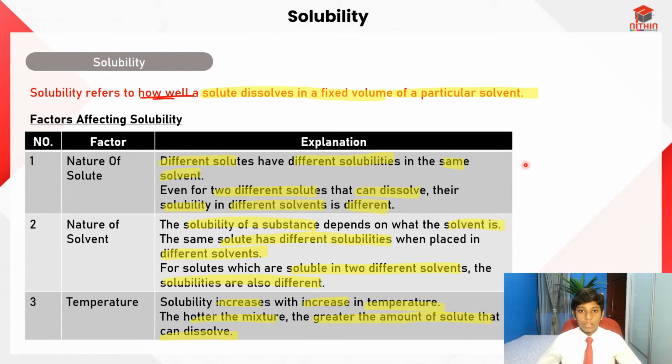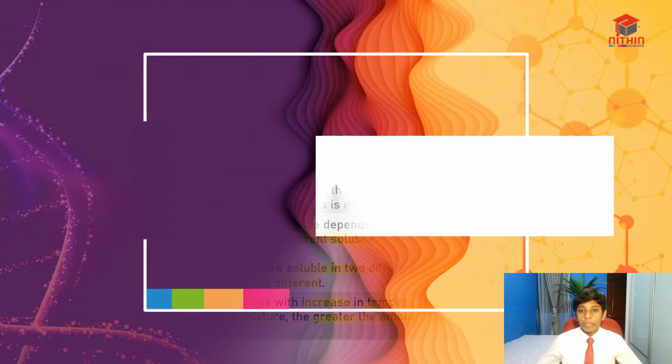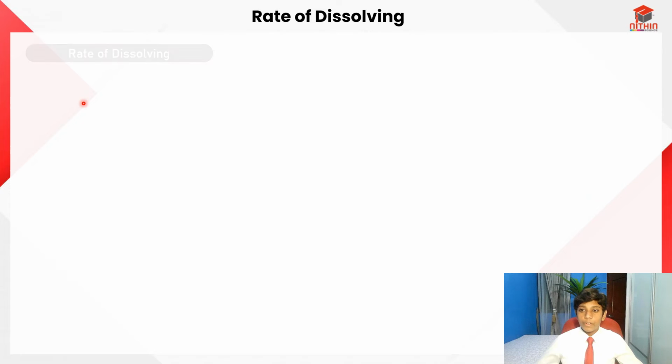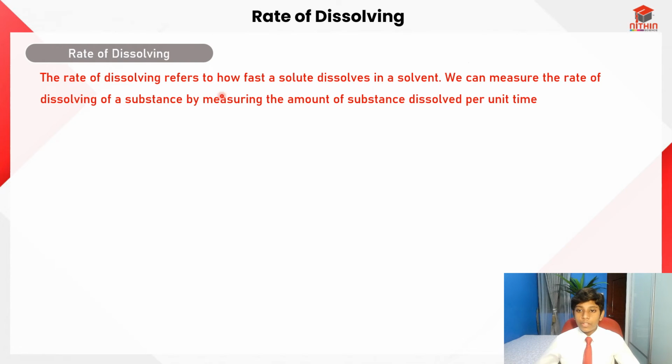Okay, so next, just like solubility, let's go through the rate of dissolving. The rate of dissolving refers to how fast a solute dissolves in a solvent. We can measure the rate of dissolving of a substance by measuring the amount of substance dissolved per unit time.